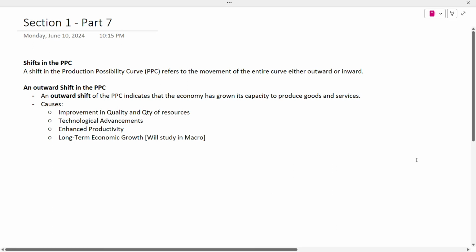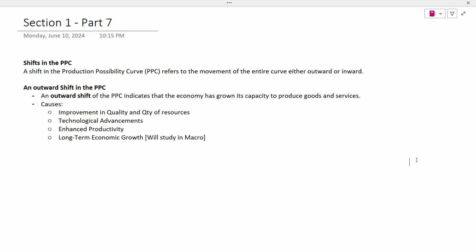Hi everyone, welcome back to the IGCSE series of economics, and today we are going to be discussing the causes of a shift in the production possibility curve. Up until now, we have discussed what production possibility curves are and the basics of what points under, on, and beyond the production possibility curve mean.